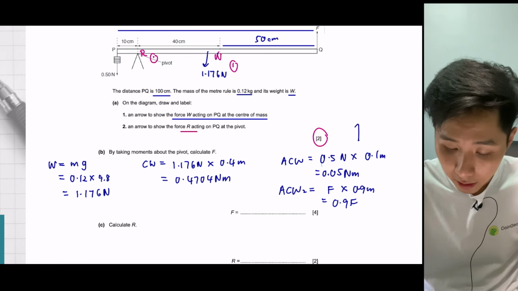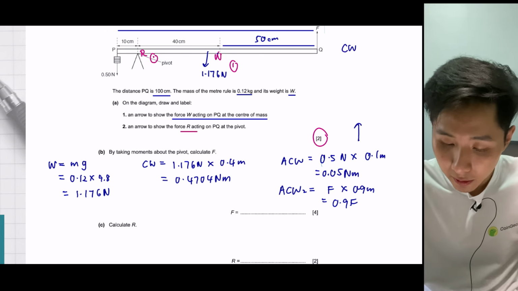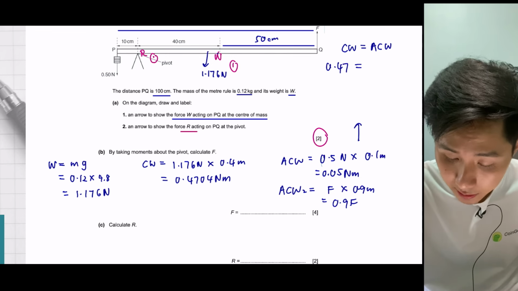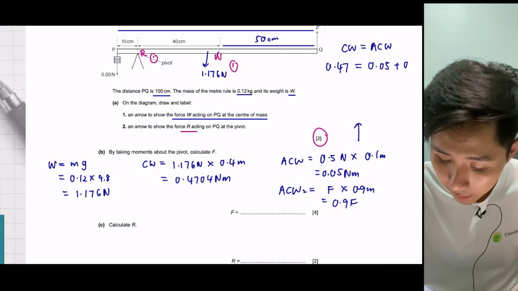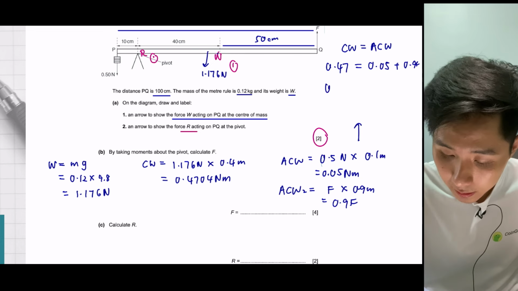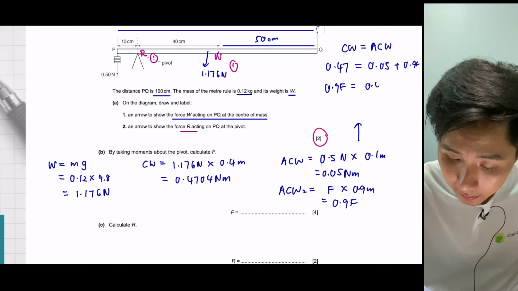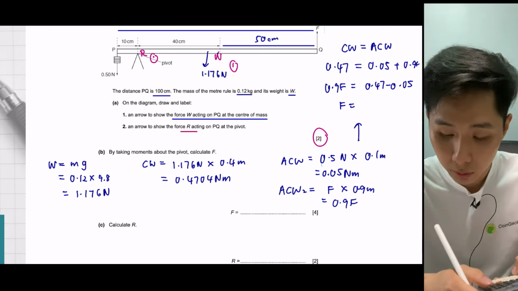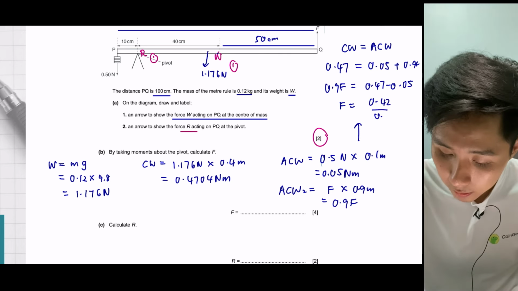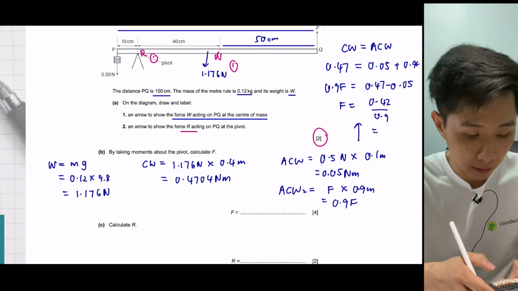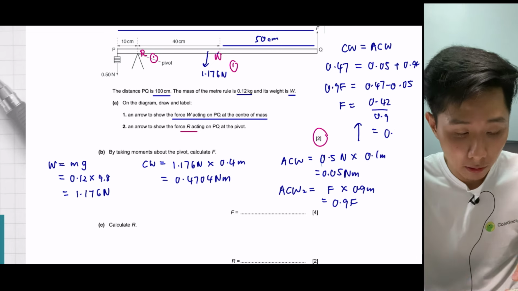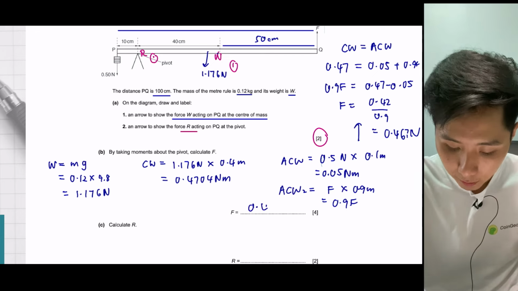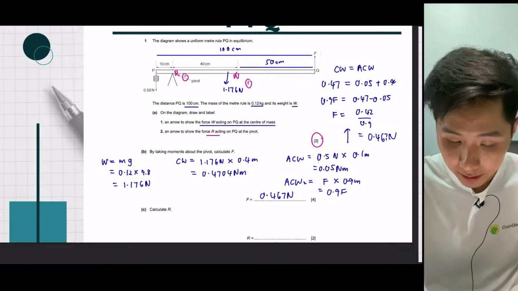So now, in order to calculate what is F, we let the clockwise moment equal the anti-clockwise moment. So 0.47 equal to 0.05 plus 0.9 F. And let's make F the subject. 0.47 minus 0.05, and F is equal to 0.42 divided by 0.9. I'm going to do this, and I'll get 0.467 Newton. So the answer should be in Newton.